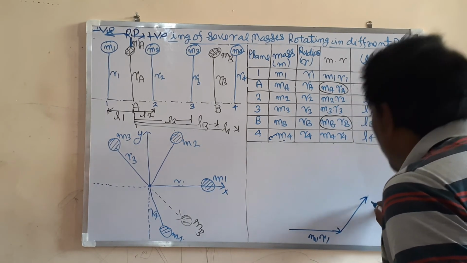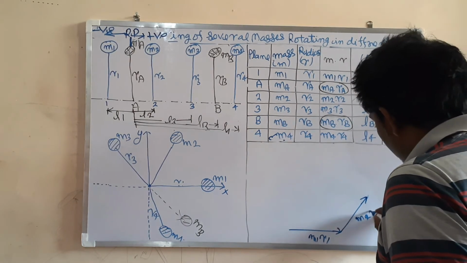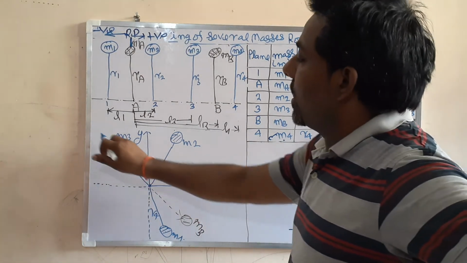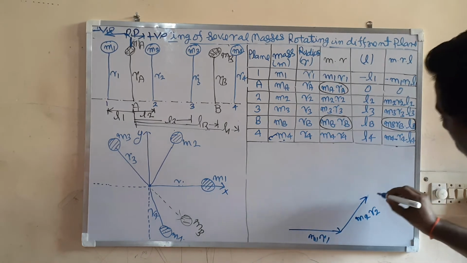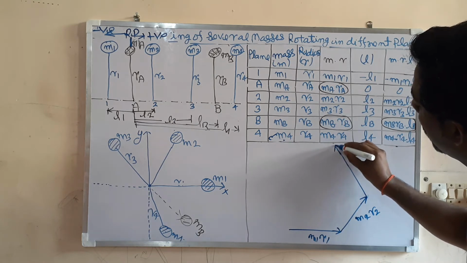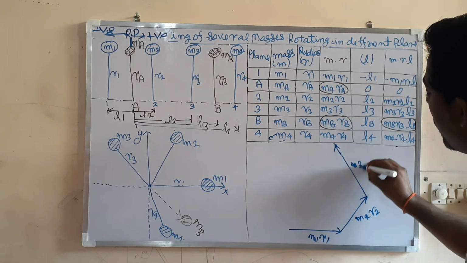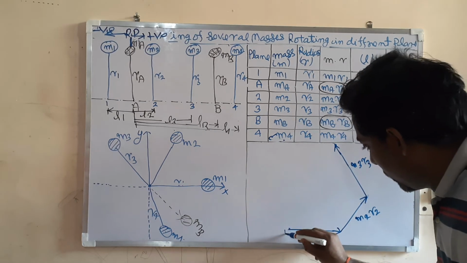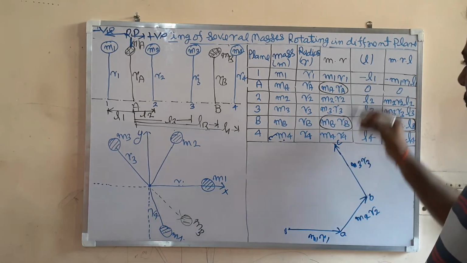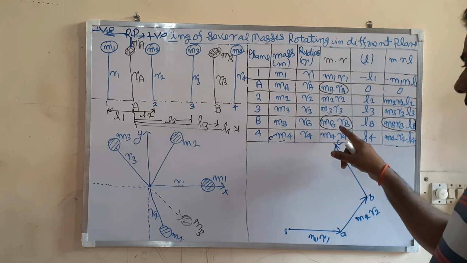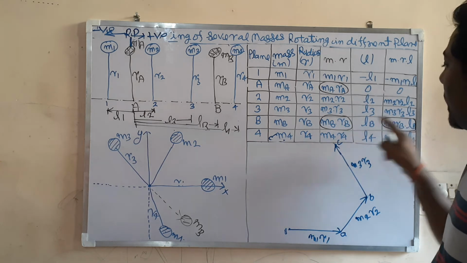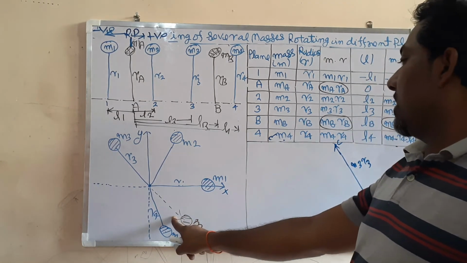This is M2 R2. And what is the next one? M3 R3. And this will be in this direction. So draw a line parallel to M3. So this is M3 R3. So say this is O, this is A, this is B, this is C. Okay, so you have drawn this one, this one, this one. Now this becomes known from the couple polygon, and its direction is in this direction.